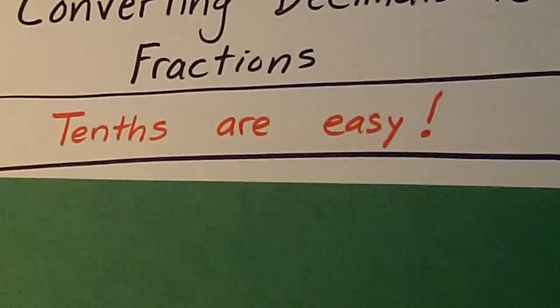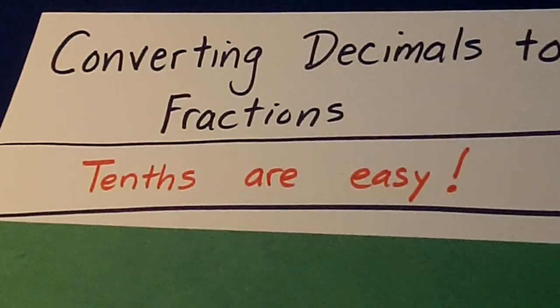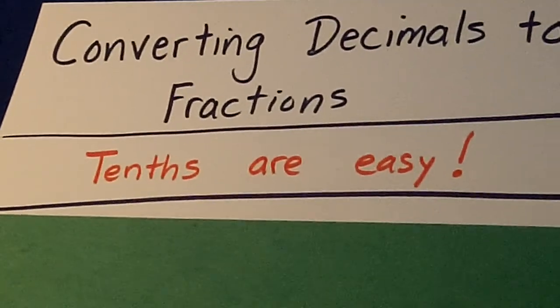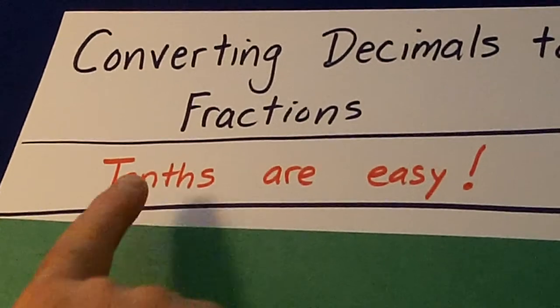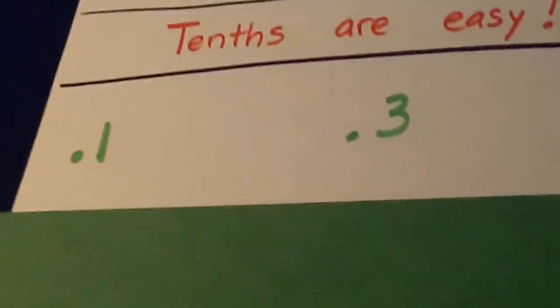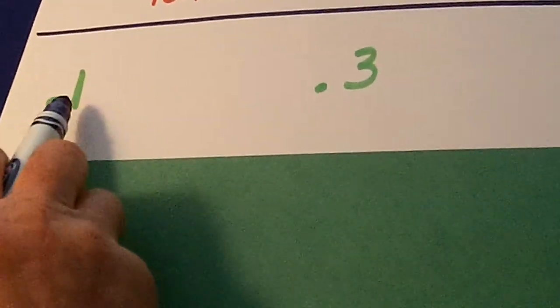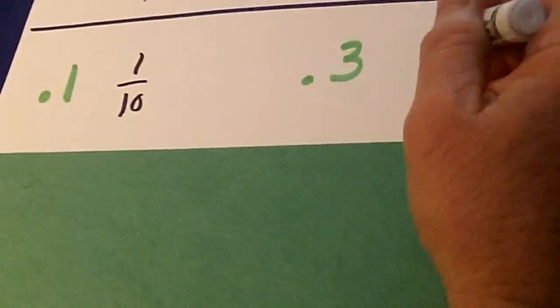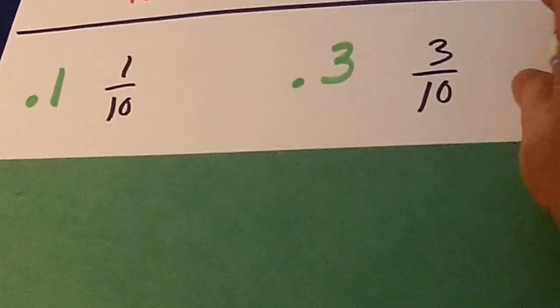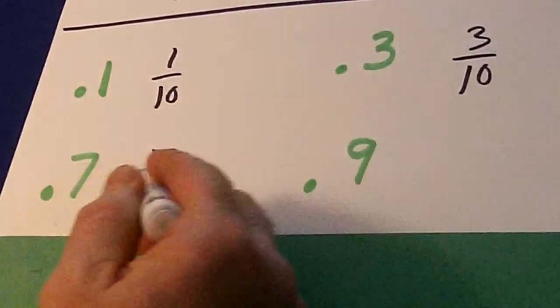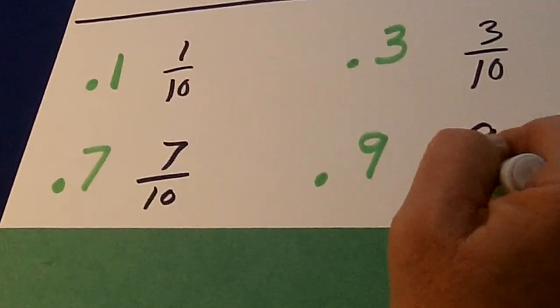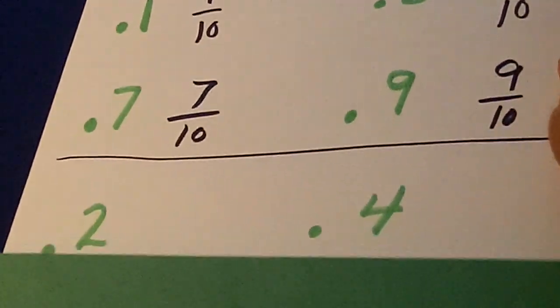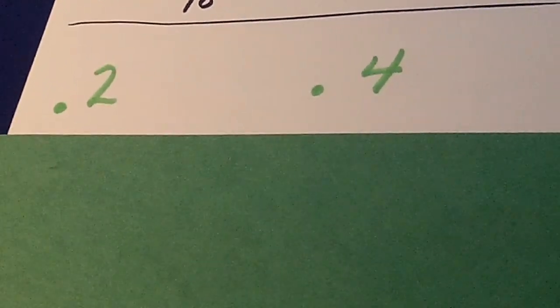Now, converting decimals to fractions can be a little tricky once we get past the easy part, which are tenths. Okay? Now, if we want to convert this to a fraction, watch how easy it is. We just say it to ourselves: 1/10, 1/10, 3/10, 3/10. Pretty simple, huh? Say it to ourselves: 7/10 and 9/10. The world's easiest problems. But once we get to the even ones, they get just a little bit tricky.